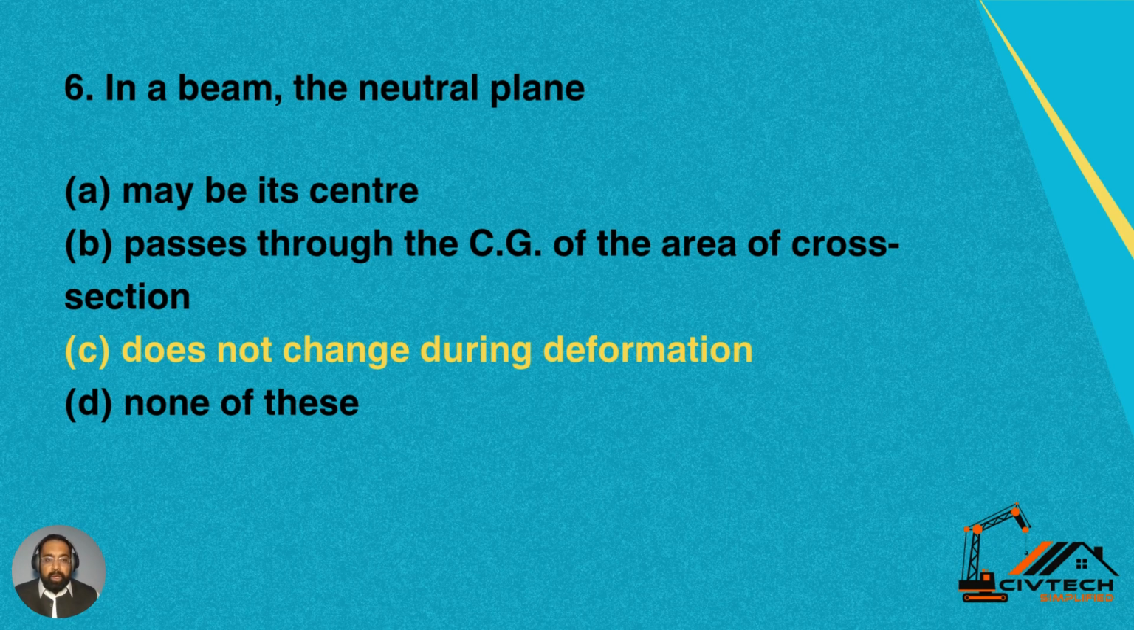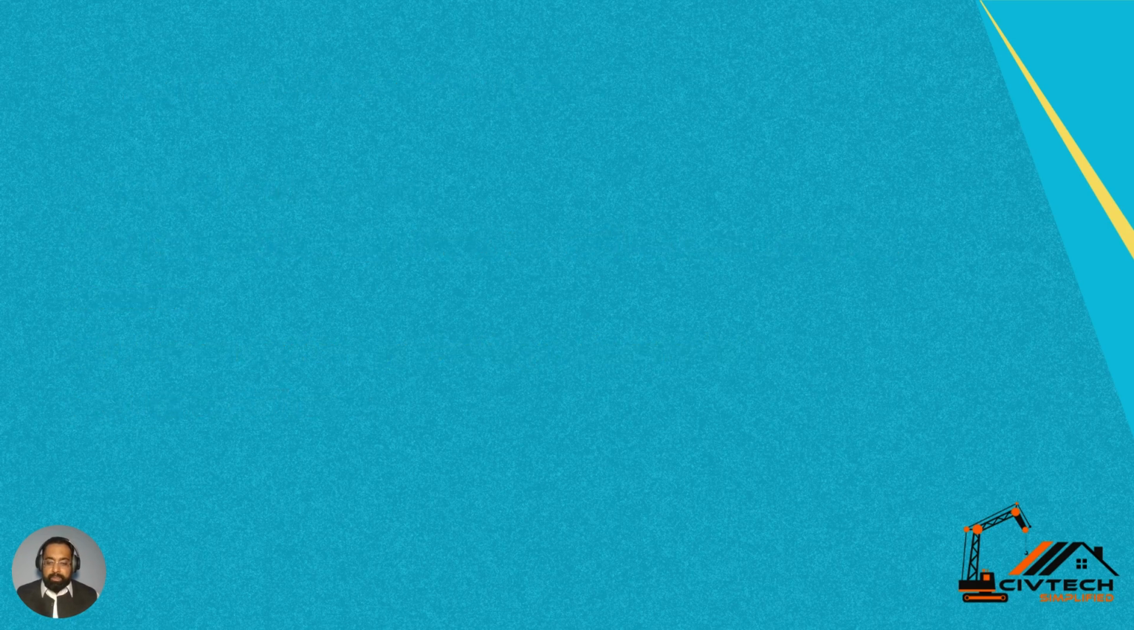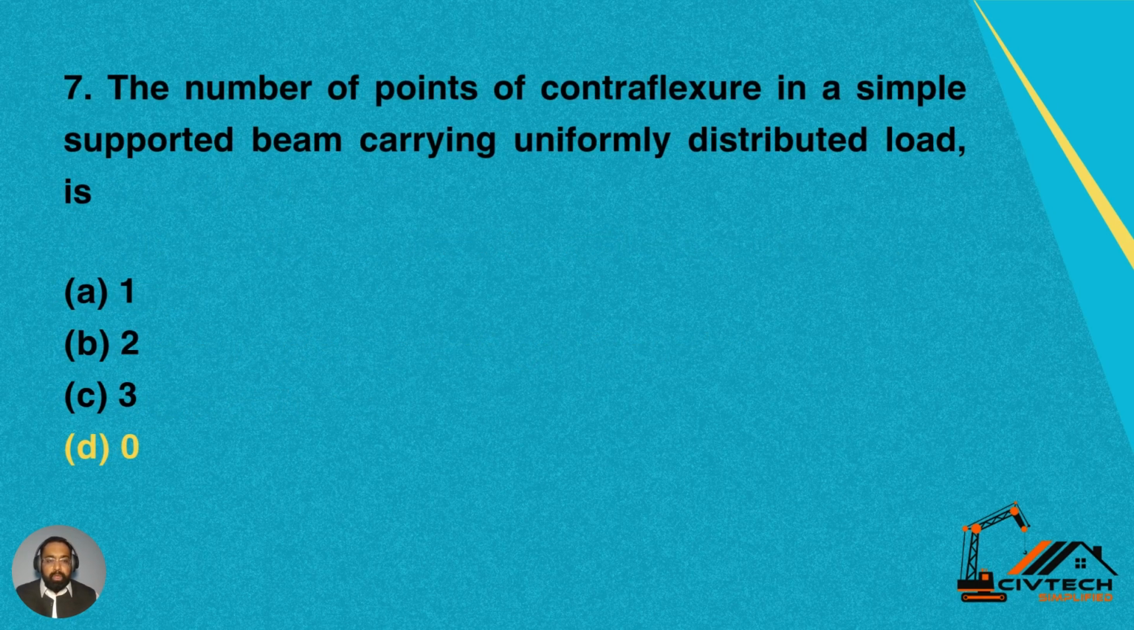Question 6. In a beam, the neutral plane: option A, may be its center. Option B, passes through the CG, the center of gravity, of the area of cross section. Option C, does not change during deformation. Option D, none of the above. In a beam, the neutral plane does not change during deformation. C is the correct answer.